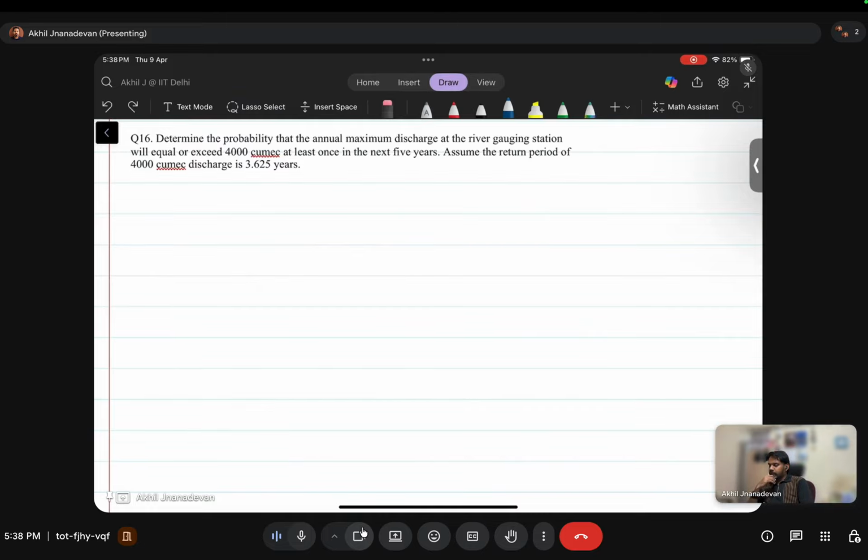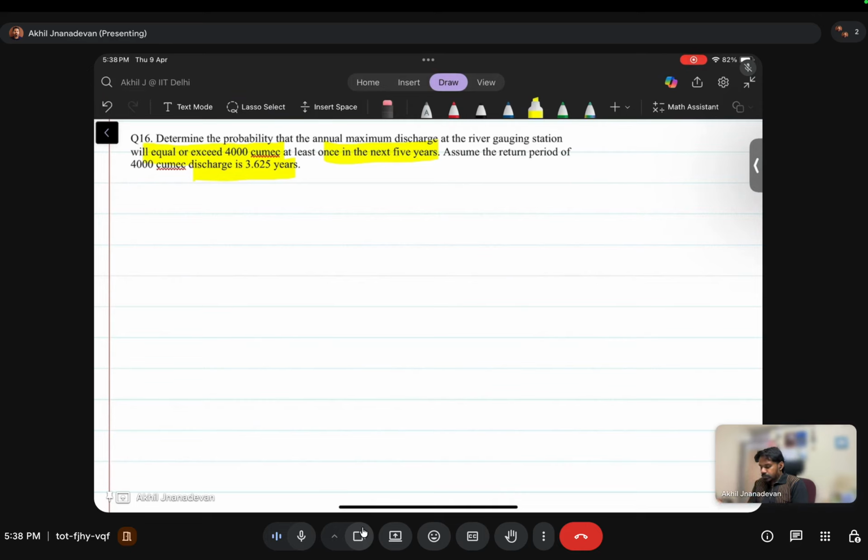Determine the probability that the annual maximum discharge at the river gauging station will be equal to or exceed 4,000 at least once in the next 5 years. So the maximum discharge will be equal to or exceed a particular value, 4,000 cubic, once in 5 years. That is what is being asked. The return period of that particular magnitude is already given to us.